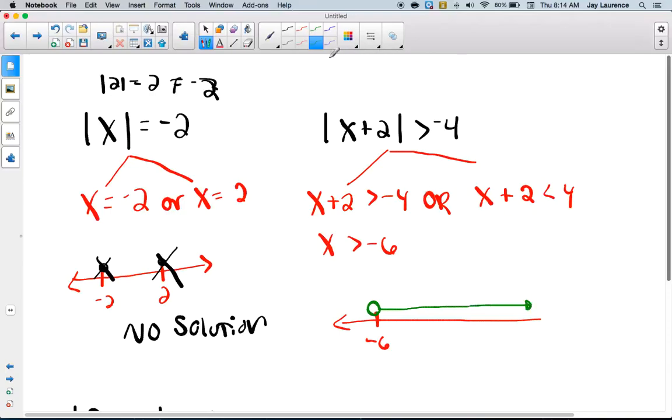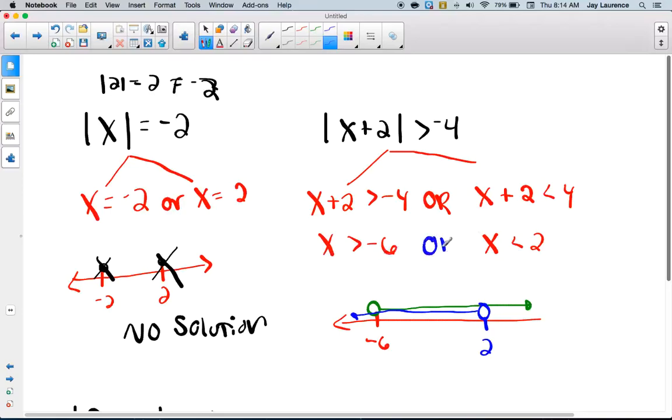But I still have a second half to the problem, and so I'm going to subtract 2 from both sides. I'm going to get x is going to be less than 2. Well, that means that at 2, I'm going to have an open point, and I'm going to shade everything less than 2. What ended up getting shaded? The entire number line. Yeah, even the -6 and the 2, because while -6 doesn't make this part true, it certainly makes that part true.